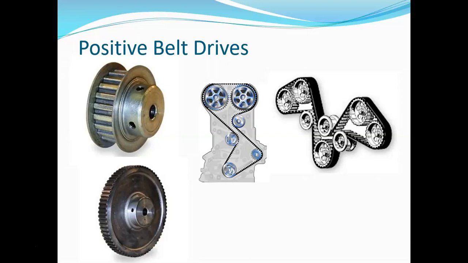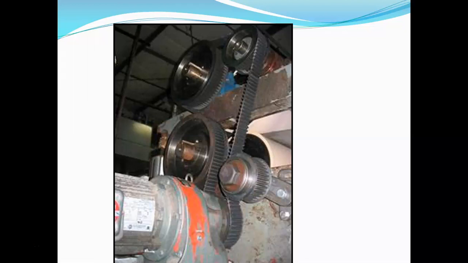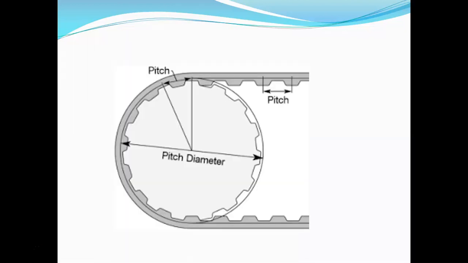As I mentioned, positive dry belts have notches in the belt and in the sheaves. They run in synchronous timing. So these are using timing belts in your cars or any other timing application in industrial use. You'll use a timing belt. These do not allow slippage. If any slippage occurs, there's going to be damage to the equipment.